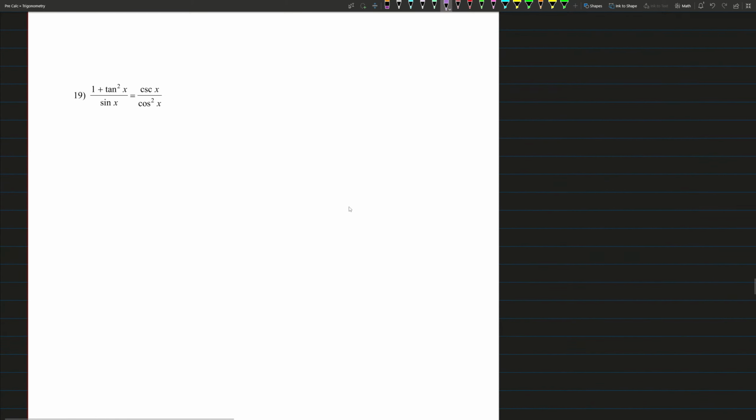So let's just do number 19. All right, number 19. So again, I like to split up fractions as much as I can. So I'm going to make this 1 over tangent squared over 1 times 1 over sine. Okay, 1 plus tangent squared from the Pythagorean identities, that's equal to secant squared. So we can rewrite this as secant squared divided by 1 times 1 over sine.